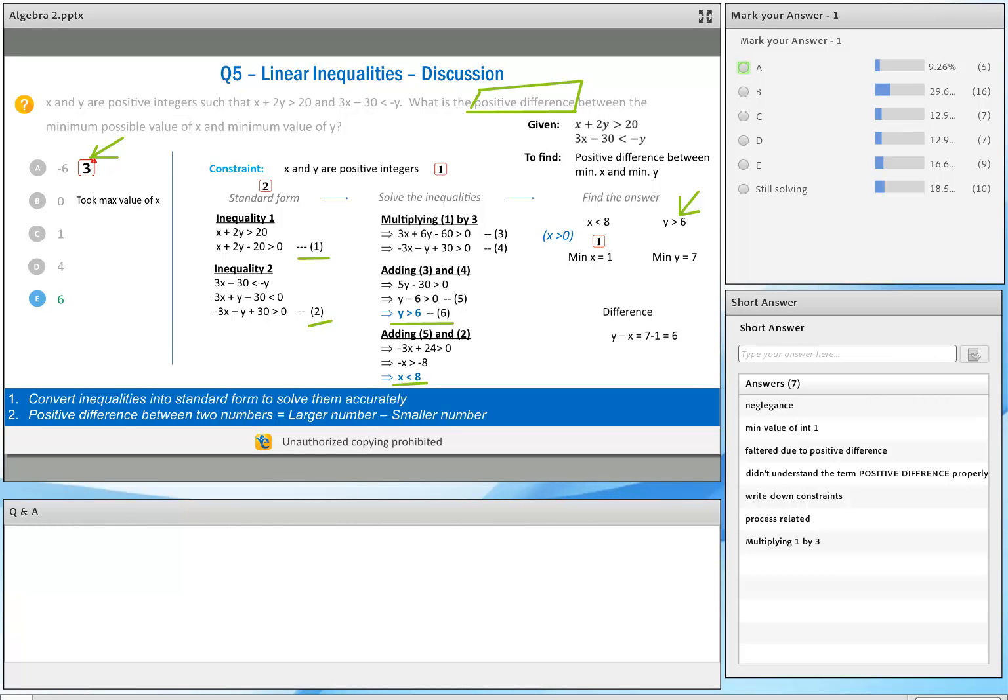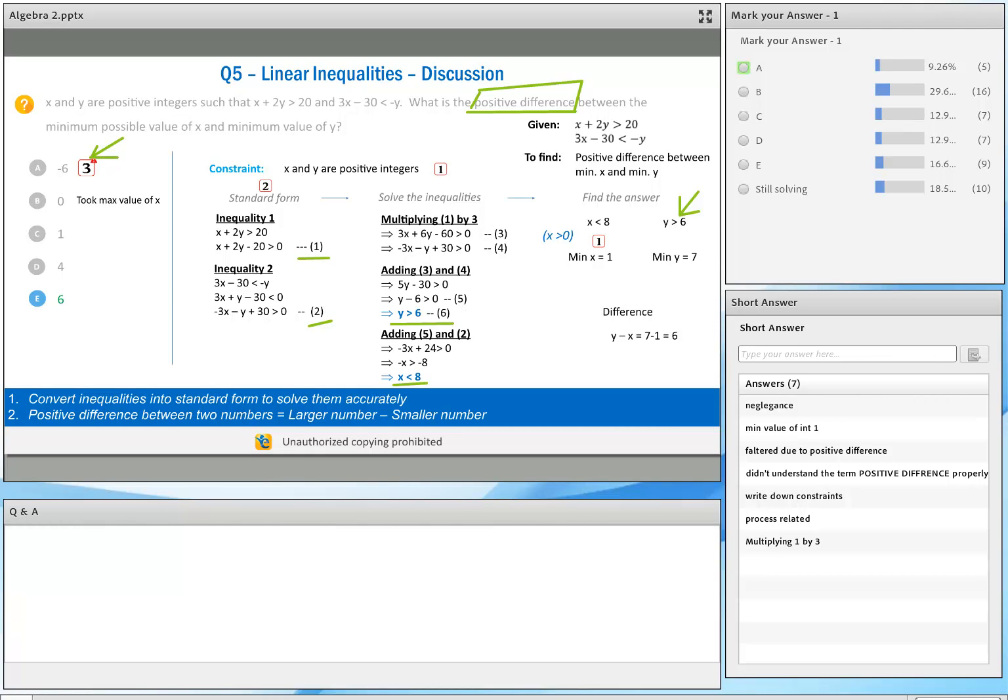Okay, write down the constraints. Applying constraints was an issue here. So applying constraints, and then write down the detail of what it is that you missed. Minimum value of integer 1, that's again applying constraints, right? So the detail over there is positive numbers. If x is a positive integer, then 0 is not a positive integer, right? 0 is not a positive integer. That's something which you have to keep in mind.